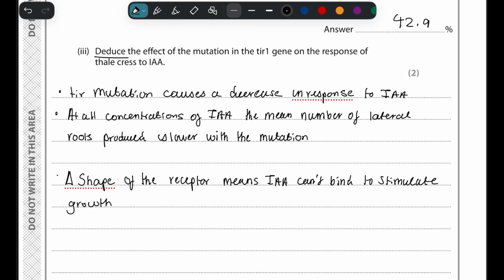I don't think you necessarily need to for a deduce question because it's just kind of coming up with a conclusion based on data. But if you really wanted to add it on, you can say that the change in the shape of the receptor is caused by the mutation. And in that case, that means auxin can no longer bind to it. But that's kind of an additional point, which is nice to add. But in terms of a deduce question, it's the first two that count.